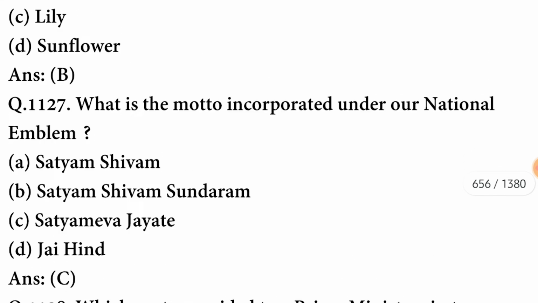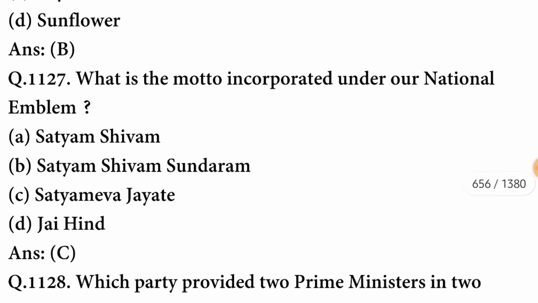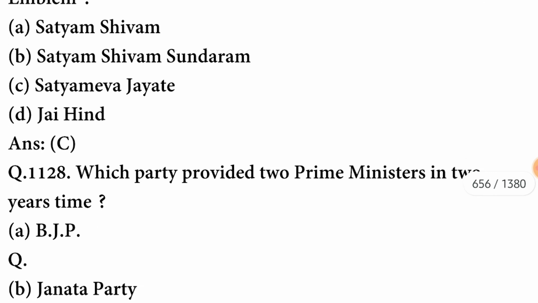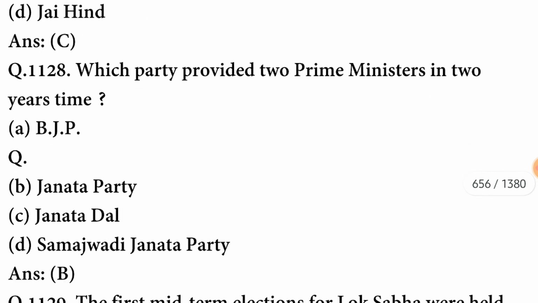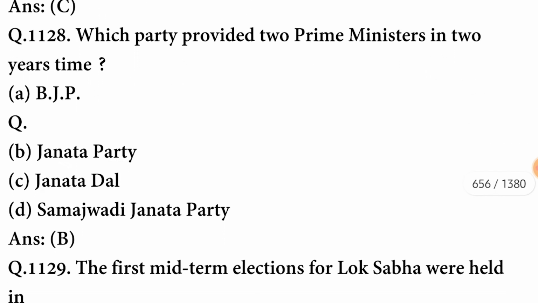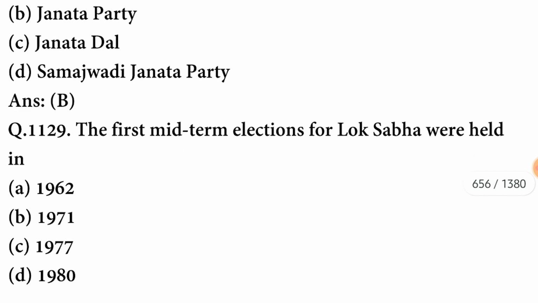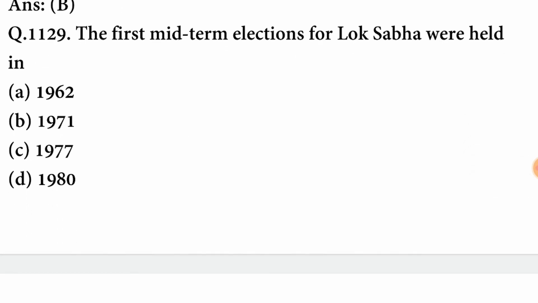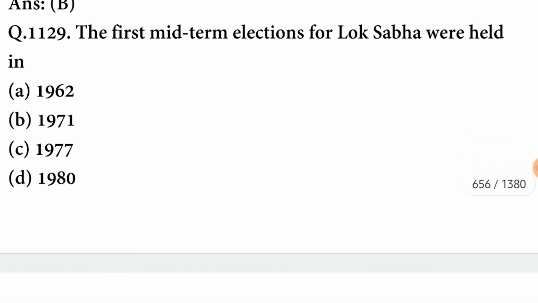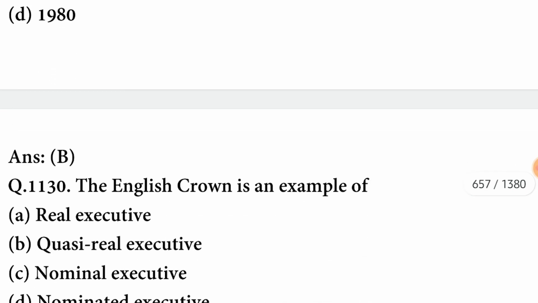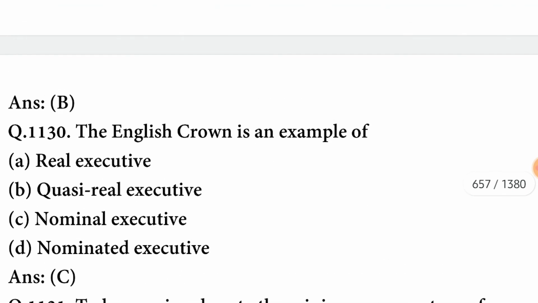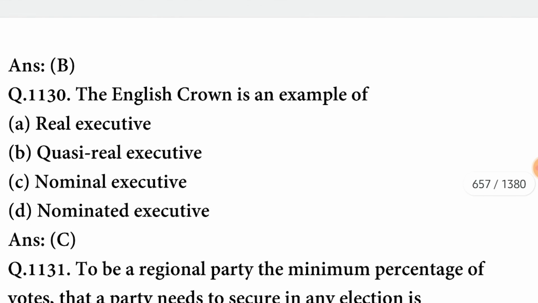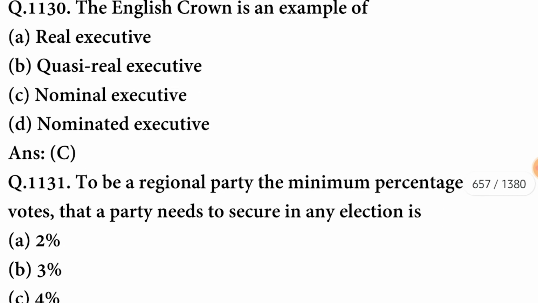B option is correct. What is the motto incorporated under our national emblem? The motto is Satyamev Jayate. Which party provided 2 prime ministers in 2-year time? The party was Janata Party. B option is correct. The first mid-term elections for Lok Sabha were held in the year 1971. The English crown is an example of nominal executive.